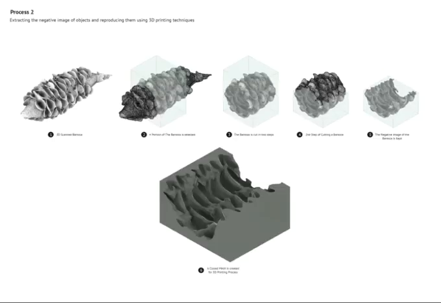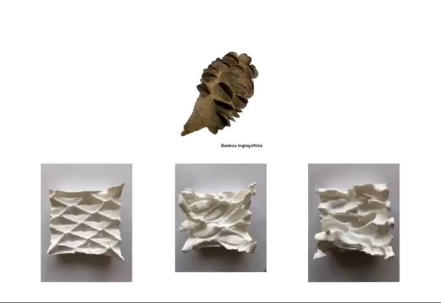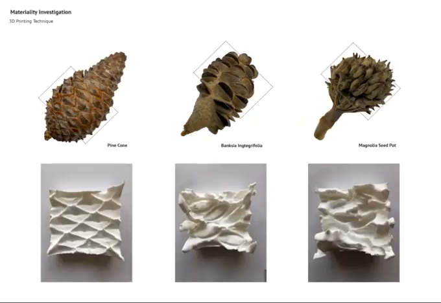Process 2 was comprised of extracting the negative image of objects and reproducing them using 3D printing techniques. Here you can see 3D patterns that are created using the negative image of the objects, six of them together on one. And here you can see before and after the transformation.